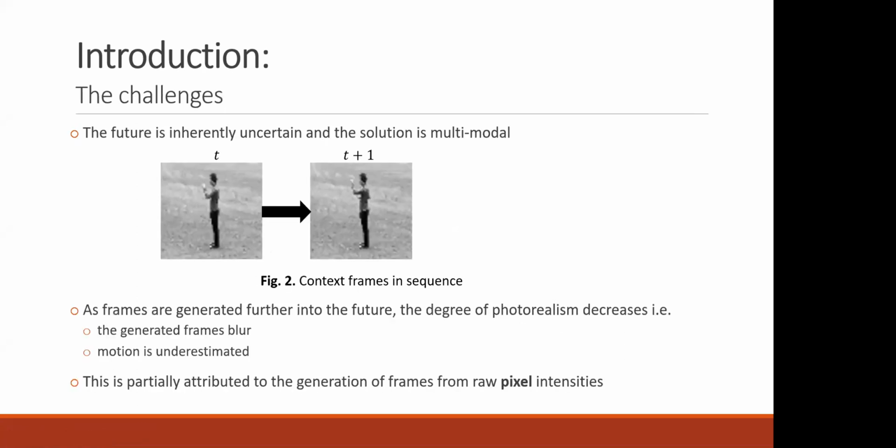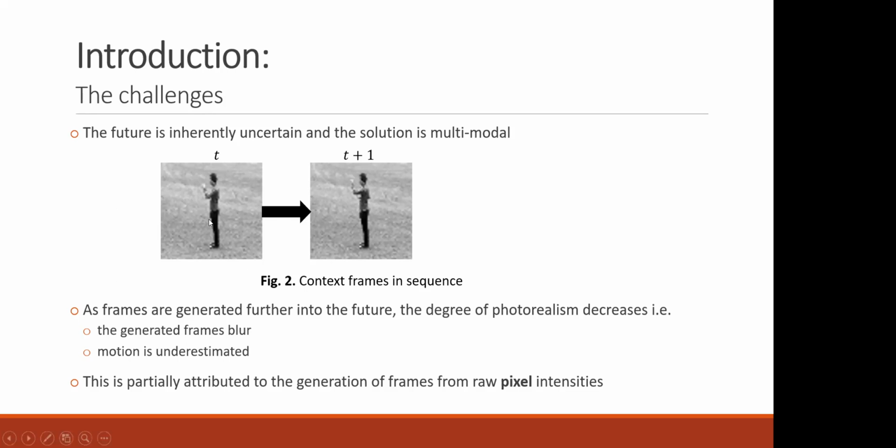The main challenge associated with this problem is that the future is inherently uncertain. The model would never be able to, with 100% certainty, tell you this is what the future will be. At best, it can give you an idea of what the future could look like. As more frames are predicted further into the future, the solution space diverges, resulting in a multimodal solution. What this means is that for a single set of context frames, there are multiple corresponding sets of future frames. Each set is equally as plausible and equally as realistic.